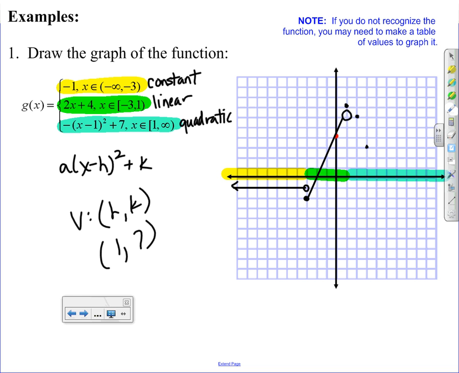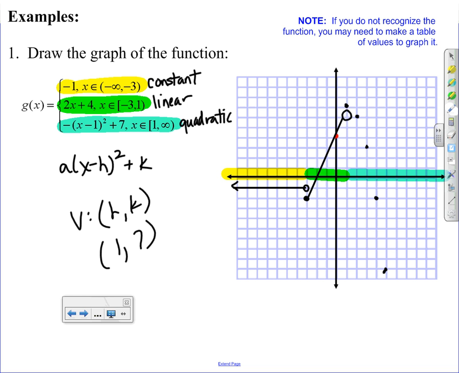What if I put 4 in? Well, that would now be -9. I'm going to be at -2. What if I put 5 in? 5 minus 1 is 4. 4 squared is 16, minus 16 plus 7 is -9. What if I put 6 in? 6 minus 1 is 5. 5 squared is 25. And we would continue to get the shape, and you can see it opens down.